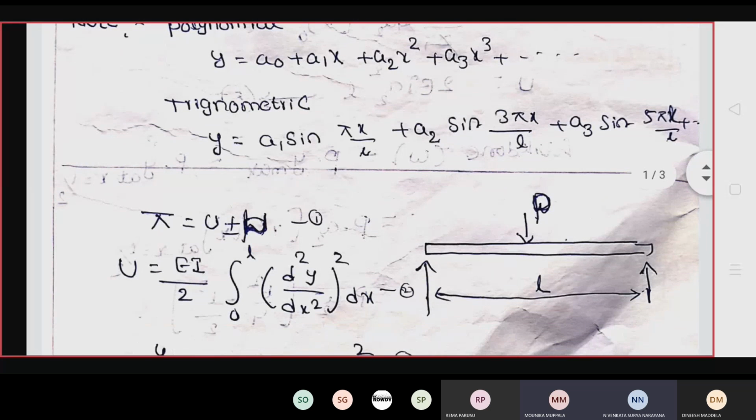Yes, sir. No, sir. Equation, I can use this one. Rayleigh-Ritz method already discussed.